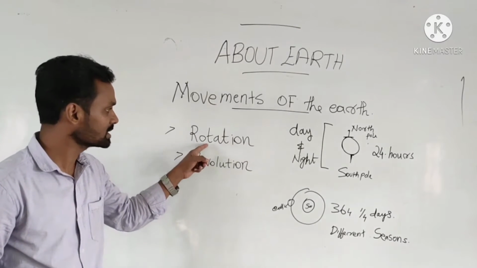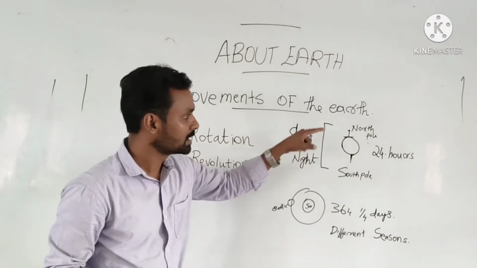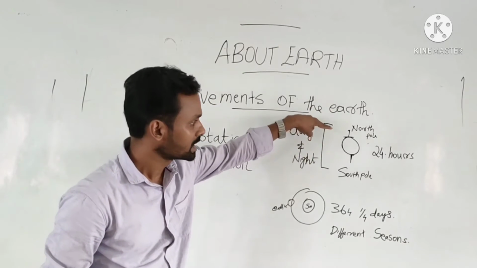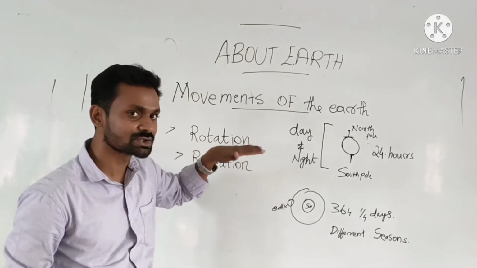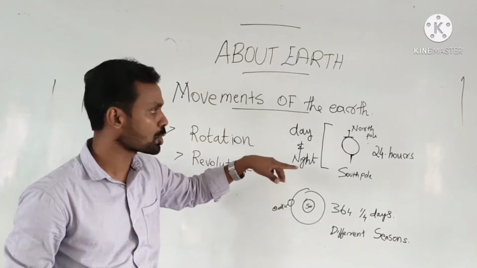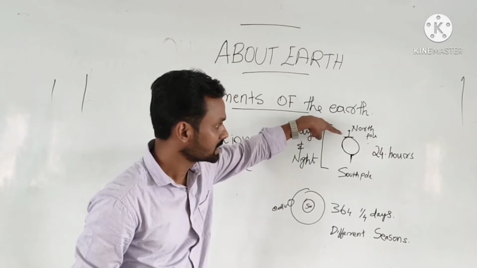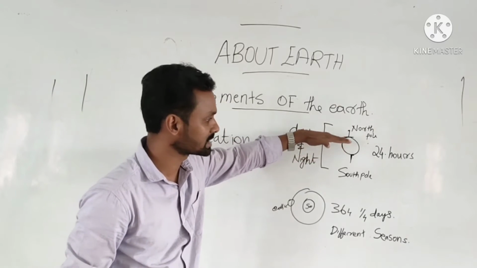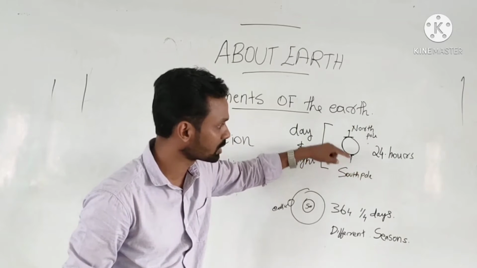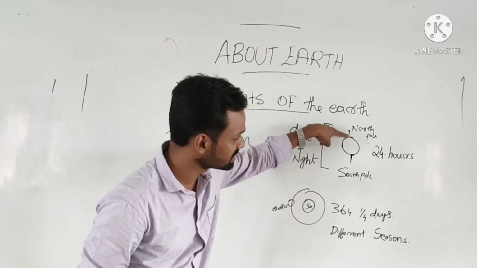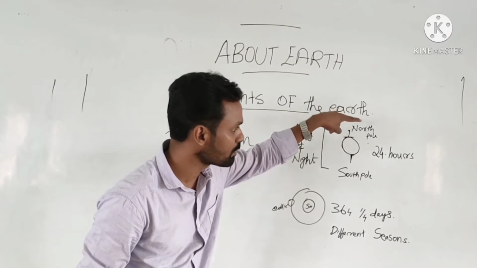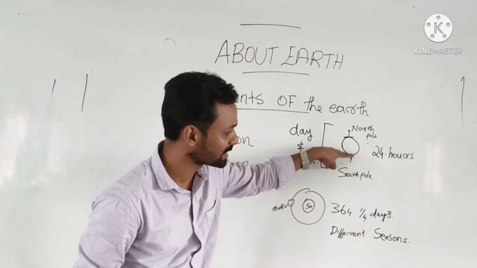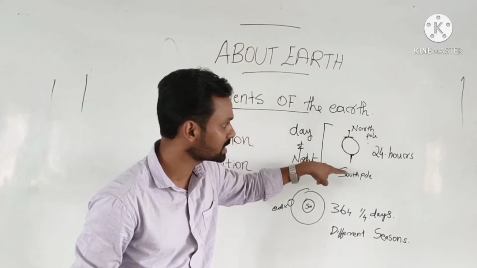In the case of rotation, we have to see what a pole is. To understand rotation, we should first know what a pole is. There is a little bit of a flat place on the Earth. At the upper part is the north pole, and at the bottom is the south pole. This little bit of flat place is called a pole: a north pole and a south pole.